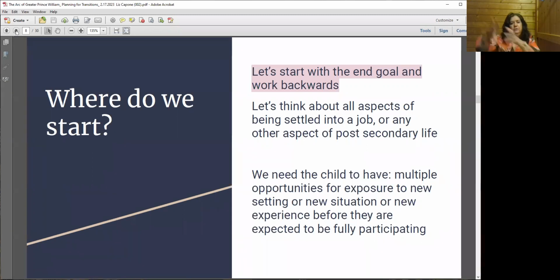So we have to kind of look at the end goal, work backwards, but we also have to know that that end goal can change. And so we want to present different opportunities so that, yes, they're moving towards an end goal, but that end goal can change. So we want to be flexible in what those different paths could look like. Next slide, please.